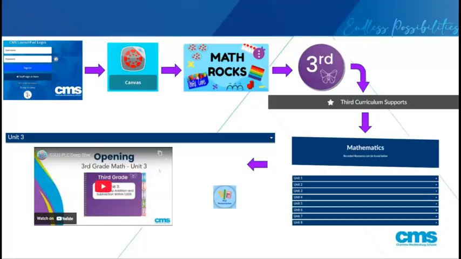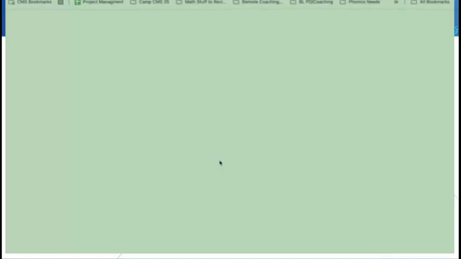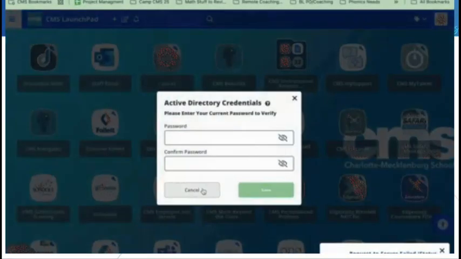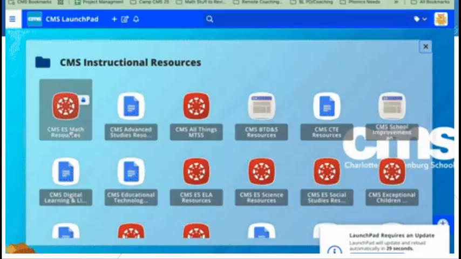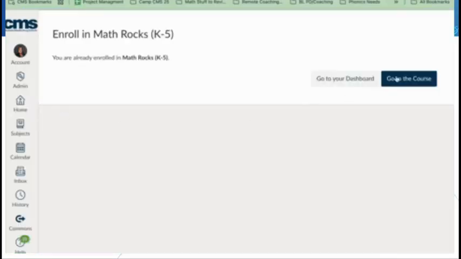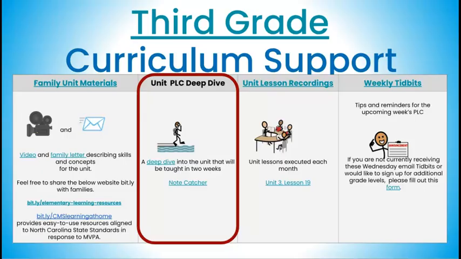If you are not enrolled in Math Rocks, you can watch the next screen recording. It shows a second pathway to district provision elementary math resources. A third way to access Unit PLC Deep Dive resources is located on Slide 2 in the Curriculum Planning Guides. Pause the video to gather Unit 3 PLC Deep Dive resources.